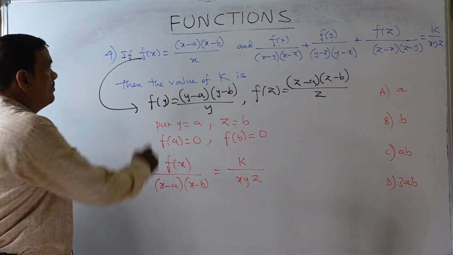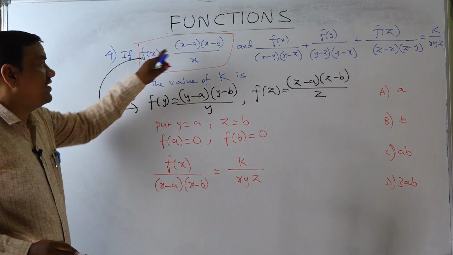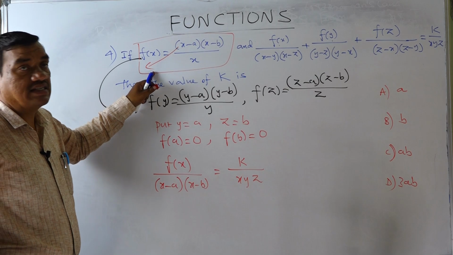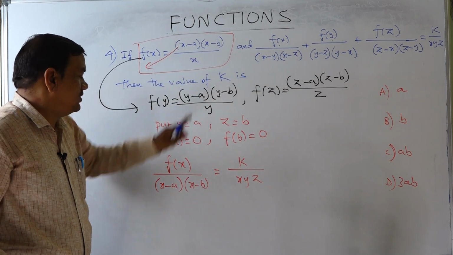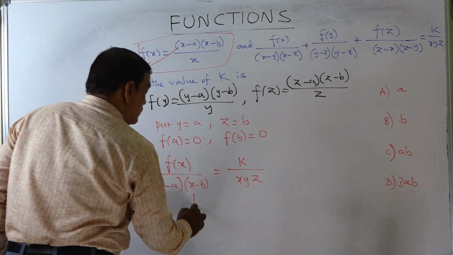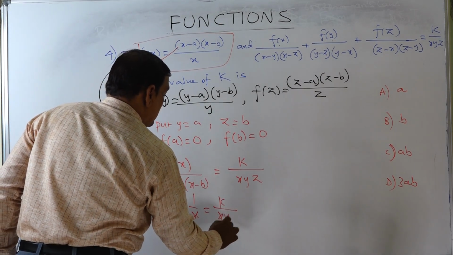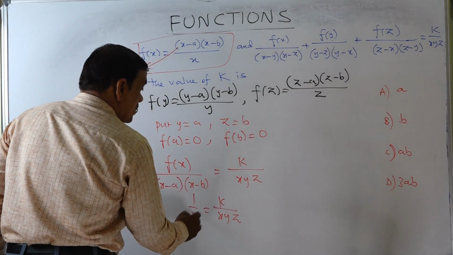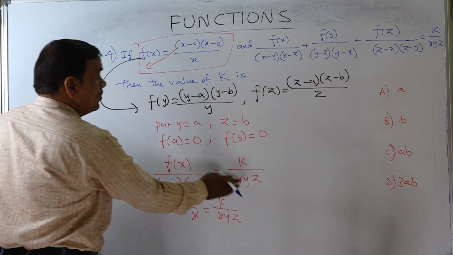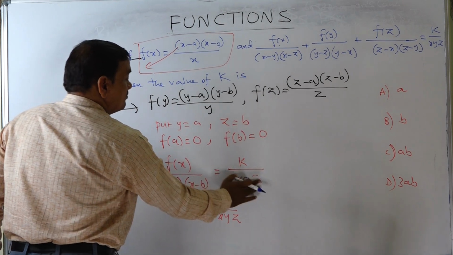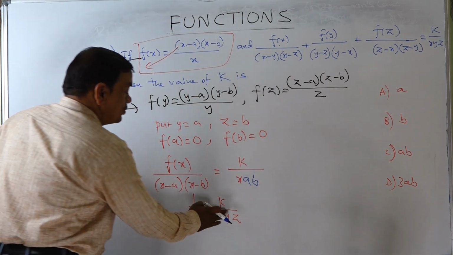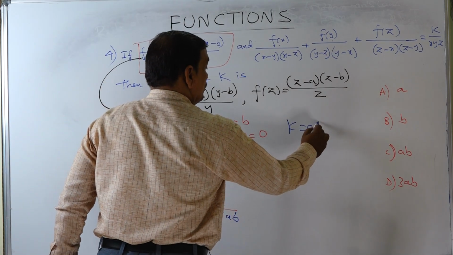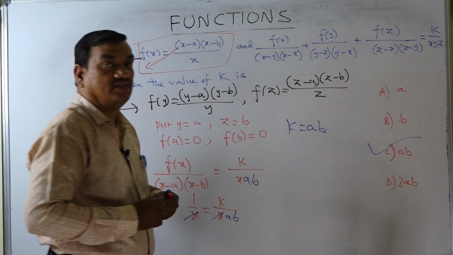Now coming to your problem. Here, see the problem. f of x is equal to x minus a times x minus b by x. Bring this side: f of x upon x minus a into x minus b value is how much? 1 by x. So 1 by x is equal to k times xyz. Therefore, you can cancel. Here in place of y, you have to keep a. In place of z, you have to keep b. So this is also ab. x cancels, k is equal to ab. Therefore, option C is the right answer.